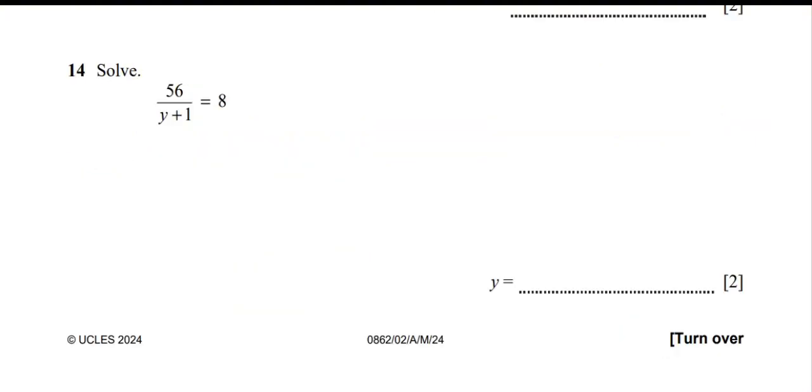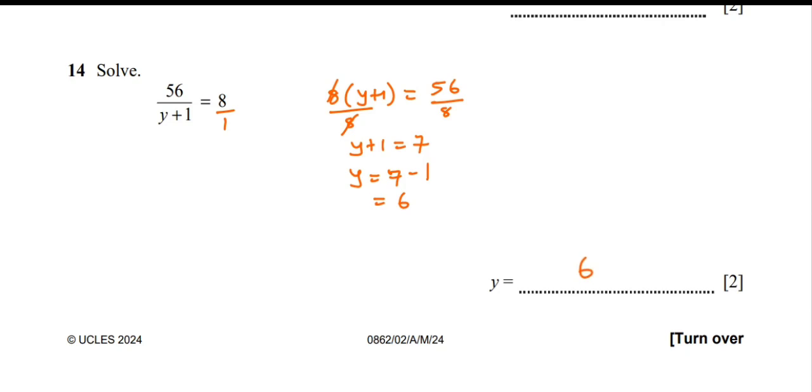Question 14 is a simple equation. All we need to do here is to make this a fraction so that we can cross and multiply. I think that will go a long way in solving that problem. So we have 8 into y plus 1 equal to 56. Divide both sides by 8. This and this will go, and we have y plus 1 equal to 56 divided by 8. That will give us 7. So take your 1 over to this side. We have y equals 7 minus 1. That will give us 6. I'll write my 6 here.